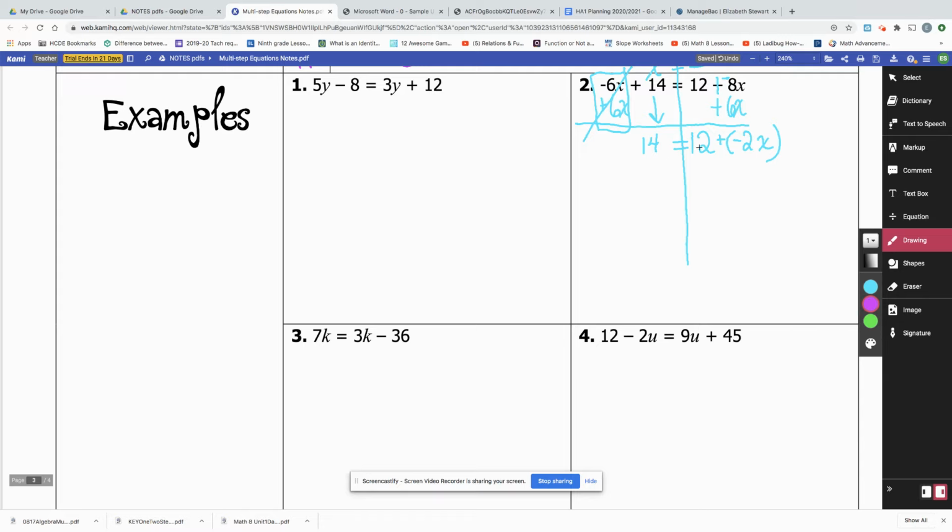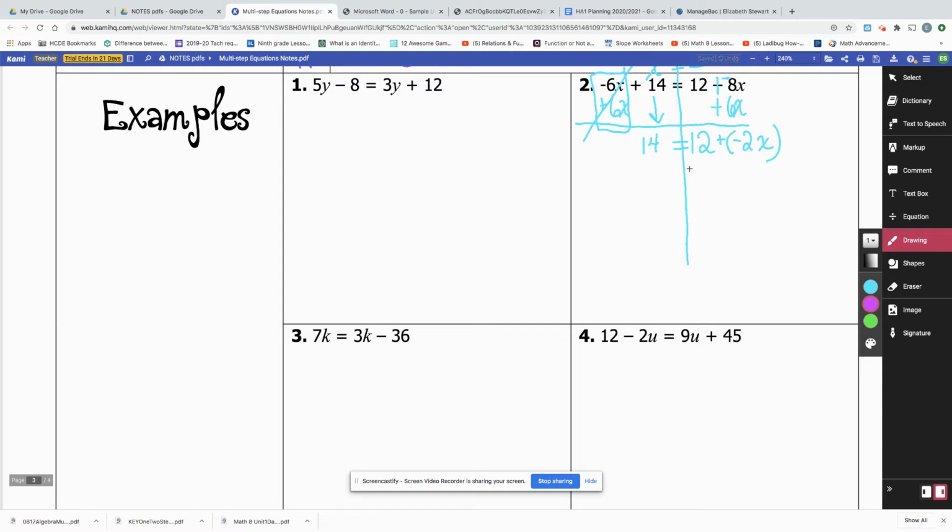Constant on the left. On the right, I've got a constant and a term with a variable. Remember that 2 is called a coefficient. So, do I need to move the 14 over here? Well, I could, but I'll go round and round. There's a simpler way to solve.